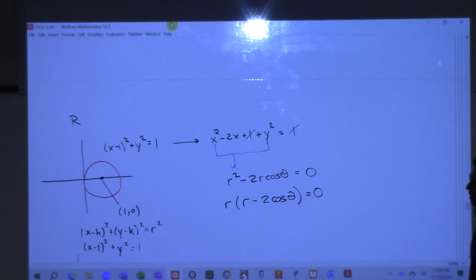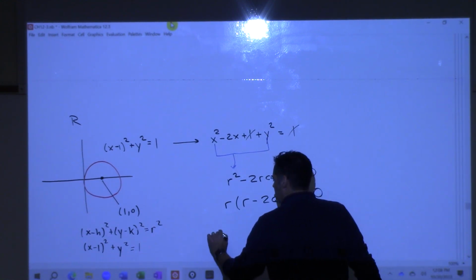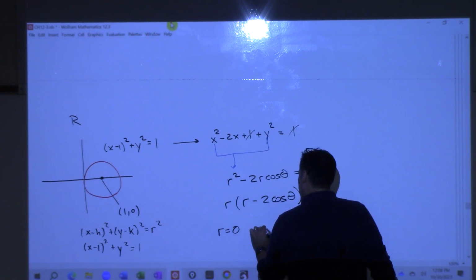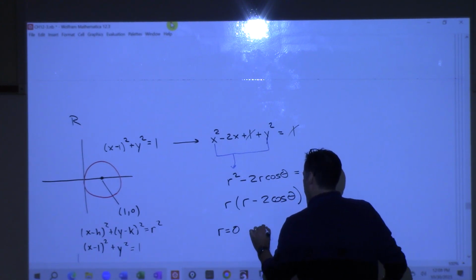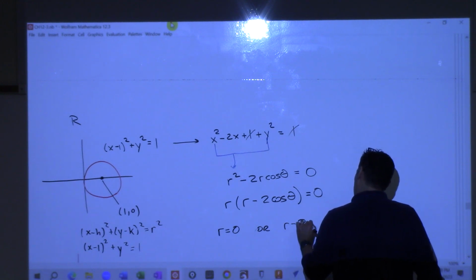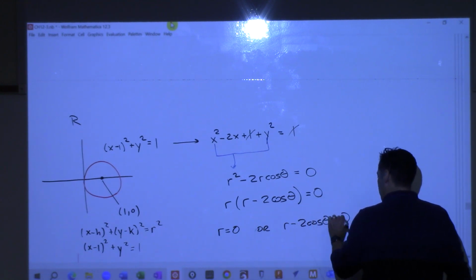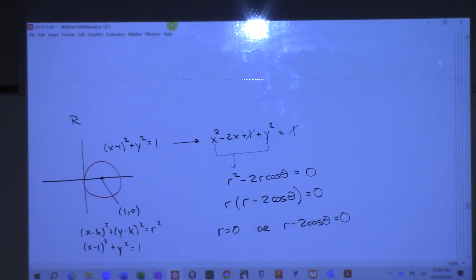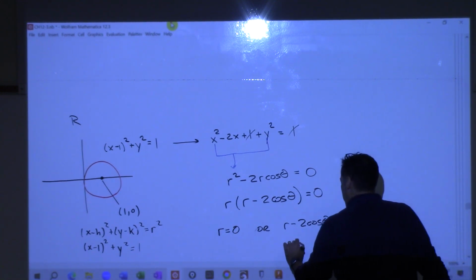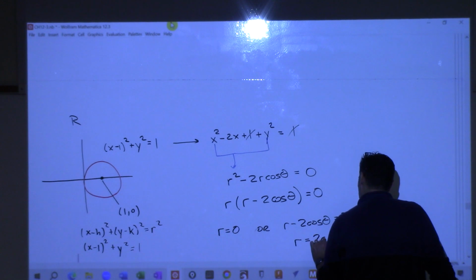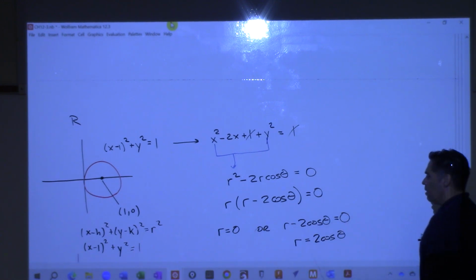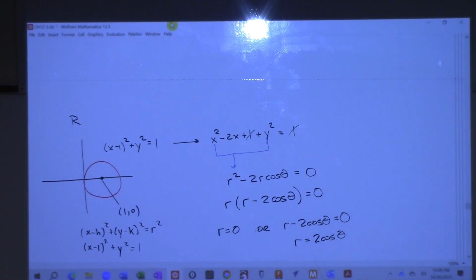And now this means that you set each of these equal to 0. You either have r equals 0 or r minus 2 cosine theta equals 0. So either r equals 0 or r equals what? 2 cosine theta. What does this mean? Like, what does that mean to us?